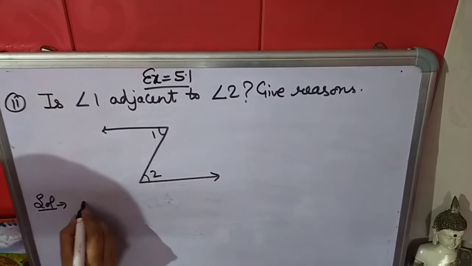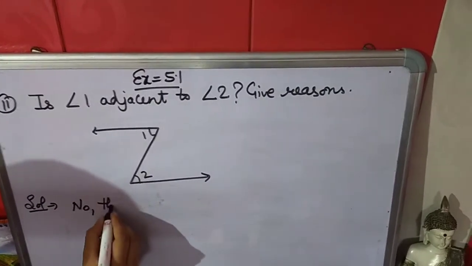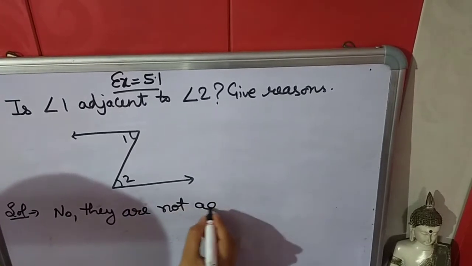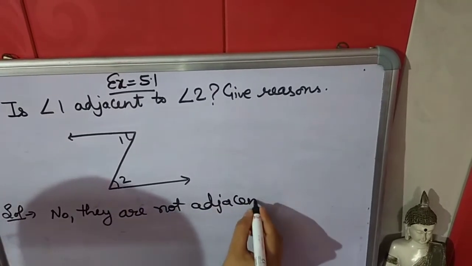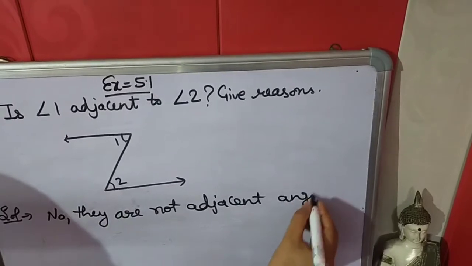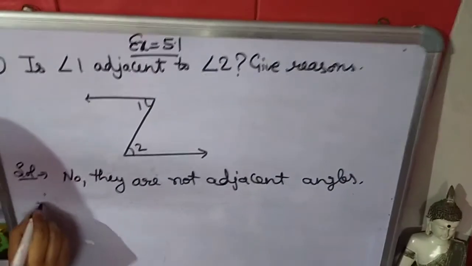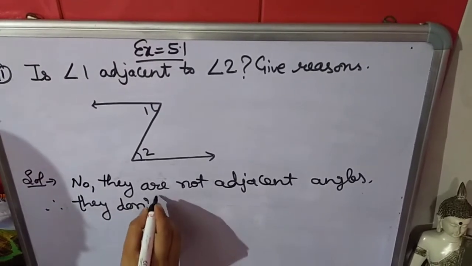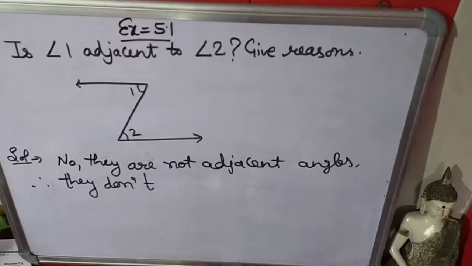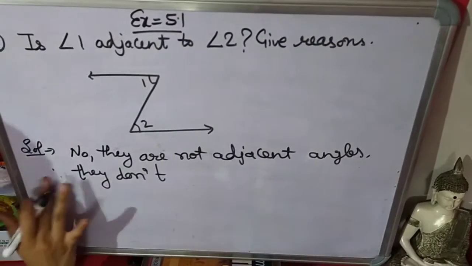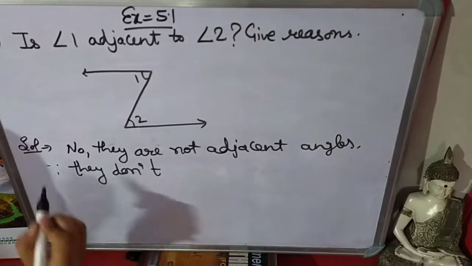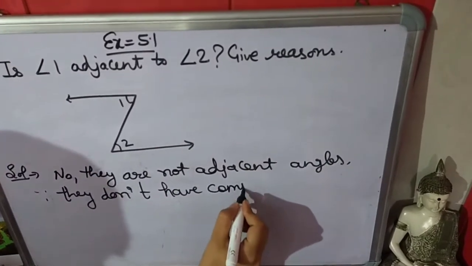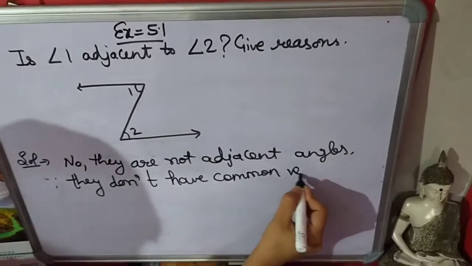So we will write no, they are not adjacent angles because they don't have a common vertex.